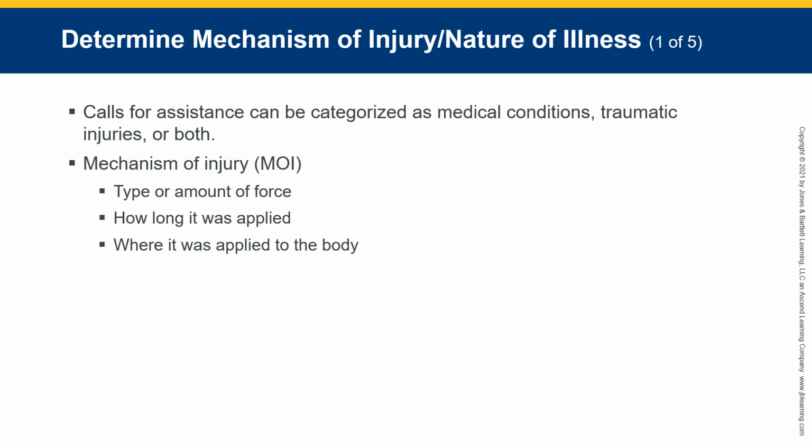So determine your mechanism of injury and nature of illness. When you get there, what do you see? Mechanism of injury: the type or amount of force. How long was it applied? Where was it applied to the body? What's worse, a wreck with entrapment or a wreck with ejection?